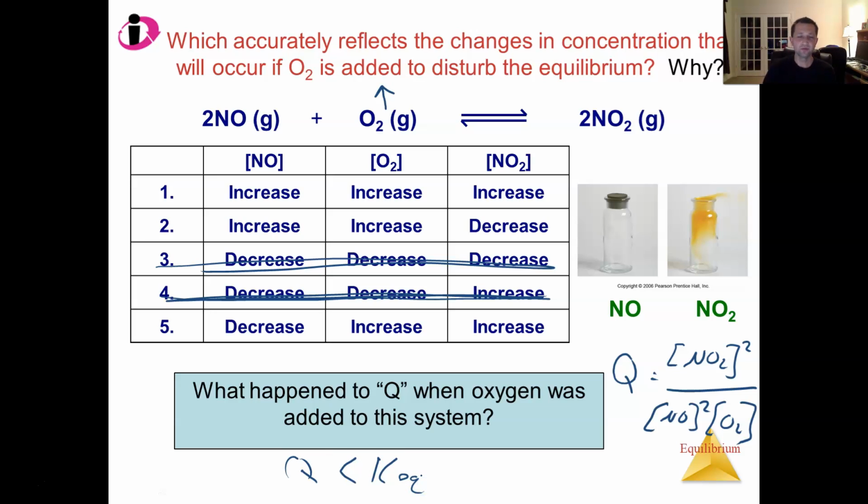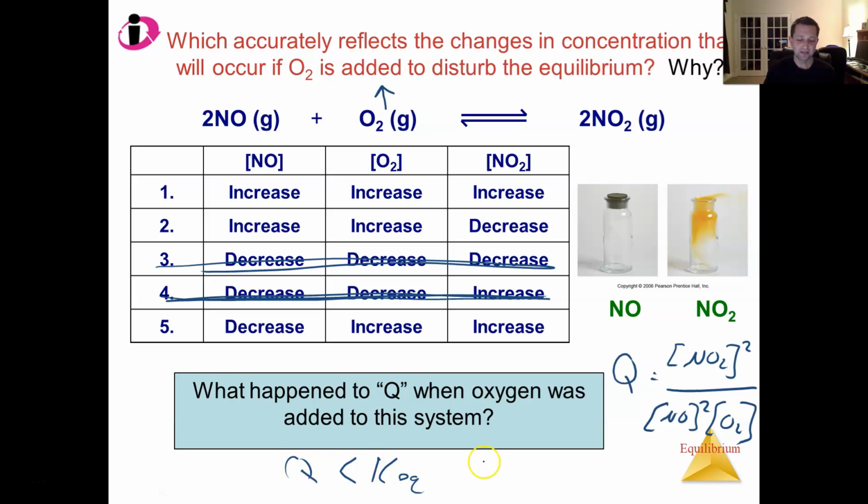All right, so we were at equilibrium at first. We added a stress to the system. We added a reactant. So you go to your Q expression. We increased our denominator, which makes this fraction smaller. So Q becomes less than KEQ. So you have to ask yourself, what direction does the reaction shift in?